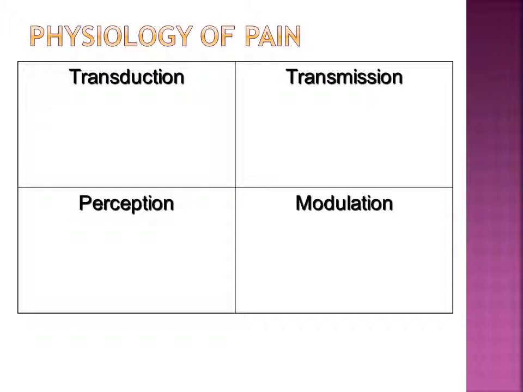Transmission. During transduction, the pain-producing stimulus will send an impulse across a sensory peripheral pain nerve fiber or a nociceptor. Perception is the point at which the client will experience the pain. No single pain center exists in the body. Modulation is the inhibition of the pain impulse.